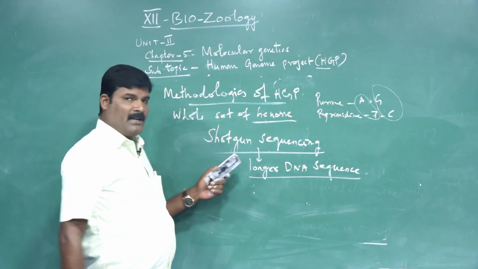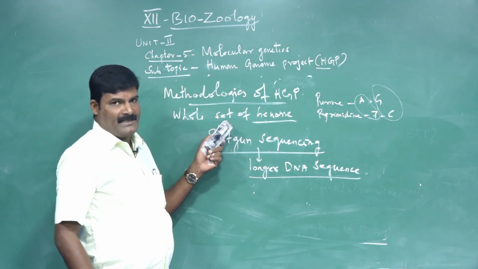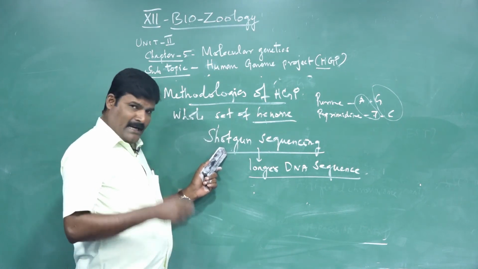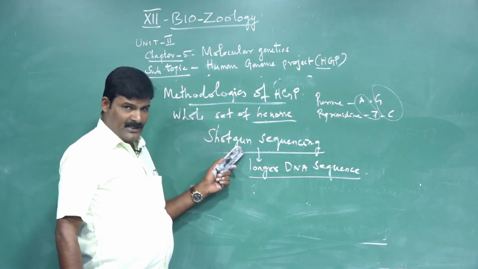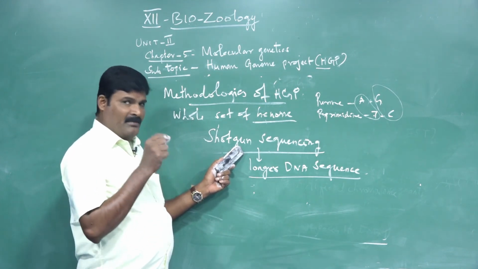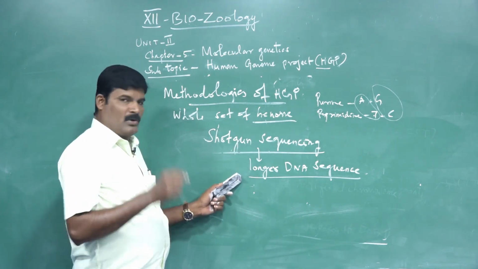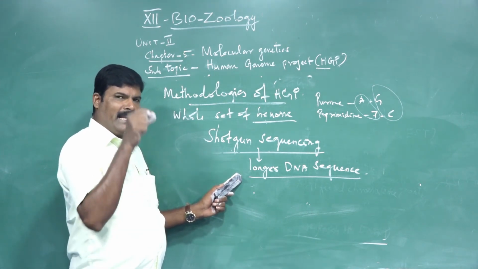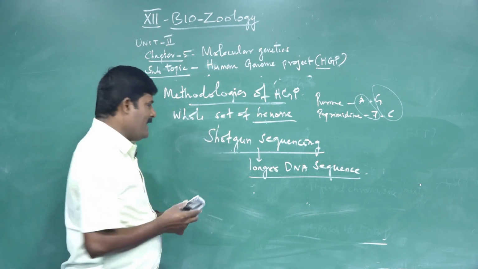So there are two methods. The first one is the automated sequencer, discovered by Frederick Sanger. The second, the latest or recent method, is the shotgun method. What is the shotgun method? It is one of the recent techniques to determine or sequence longer or entire DNA sequences.